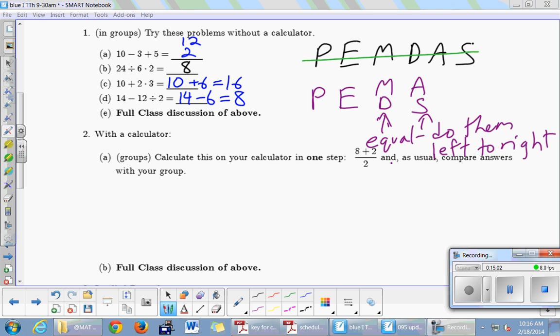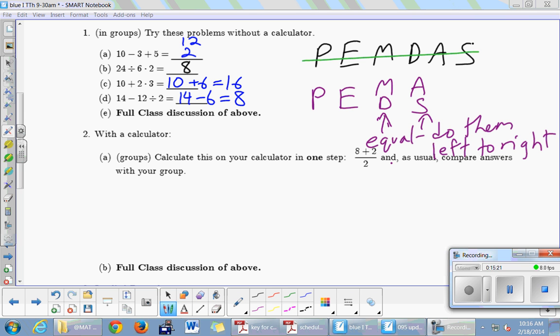Okay, next one is down here, part A. It's another group thing, and then we will discuss. I would like you to calculate this thing on your calculator in one step. Now, before we use the calculator, let's just get the right answer without, because it turns out it's easier to do this without a calculator. What's the right answer to this one without a calculator?